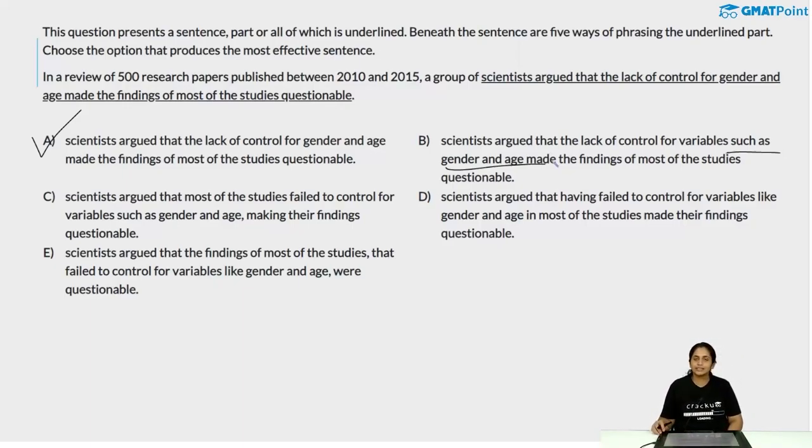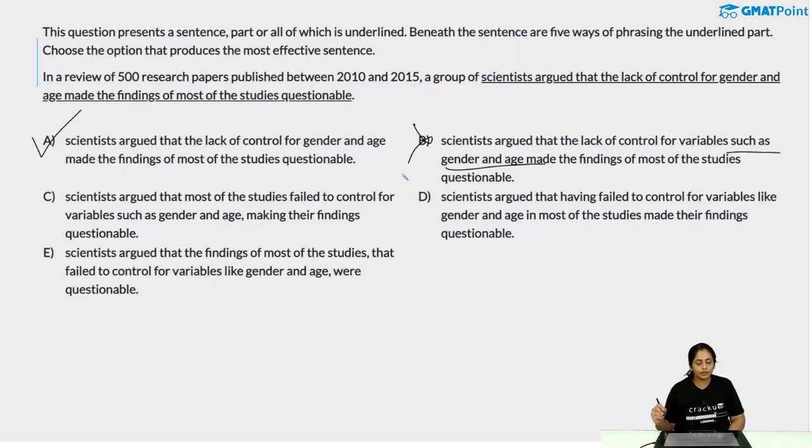The original sentence basically pointed to only two factors, that is gender and age. When you say such as gender and age, it indicates that there were more factors. For example, gender and age were two of the many factors that they failed to control for. But that's not the case in the given sentence. In the given sentence, there are only two factors that are mentioned. So because it changes the meaning of the actual sentence, we can eliminate option B.